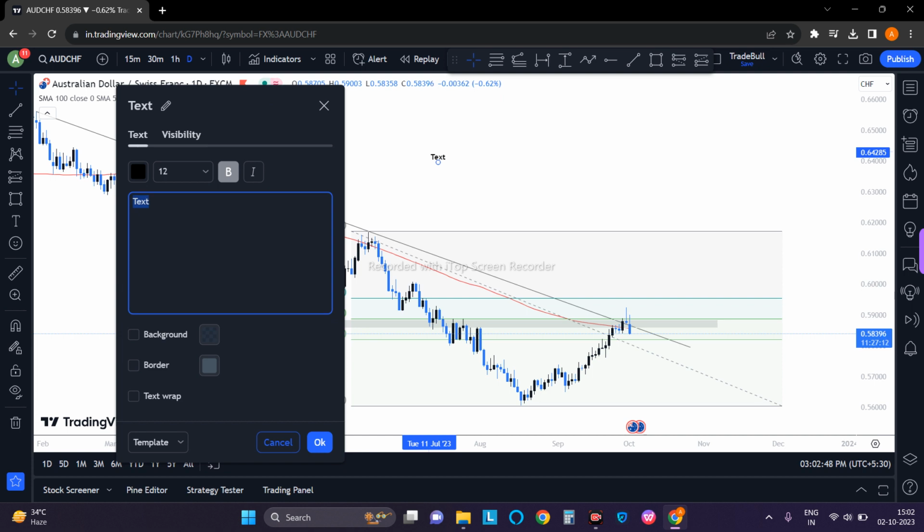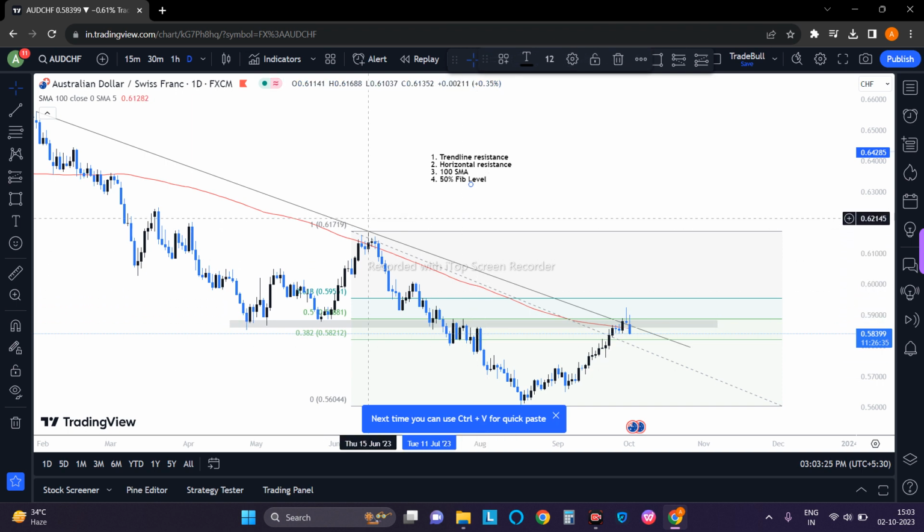If I'm planning a short trade, I have a trend line resistance. That is one of the reasons I would take this trade. The second reason is this horizontal resistance, which is this gray box. The third point is the 100 SMA, which I just showed you. So price is rejecting this as well. And the fourth point is the 50% Fibonacci level.